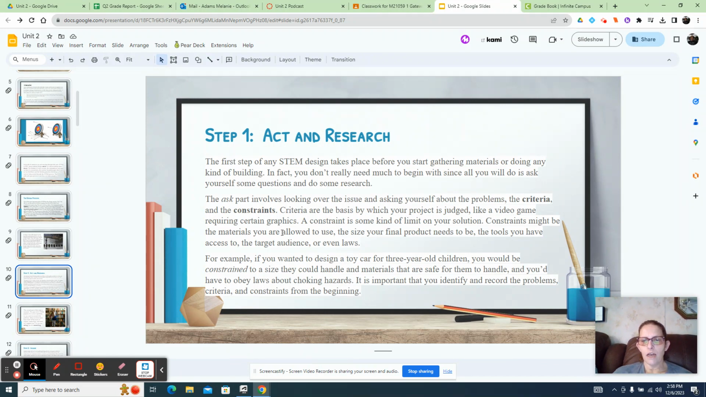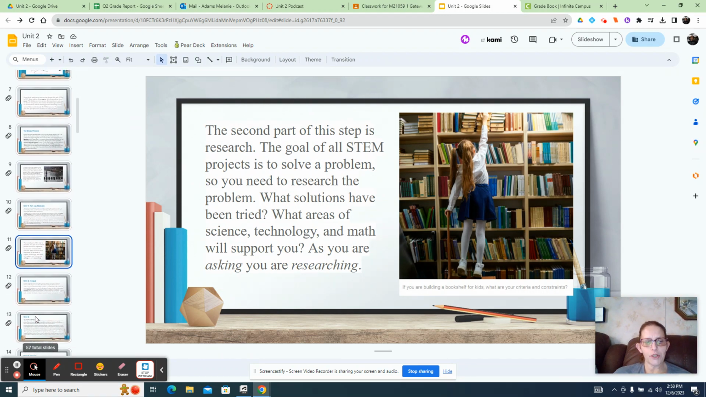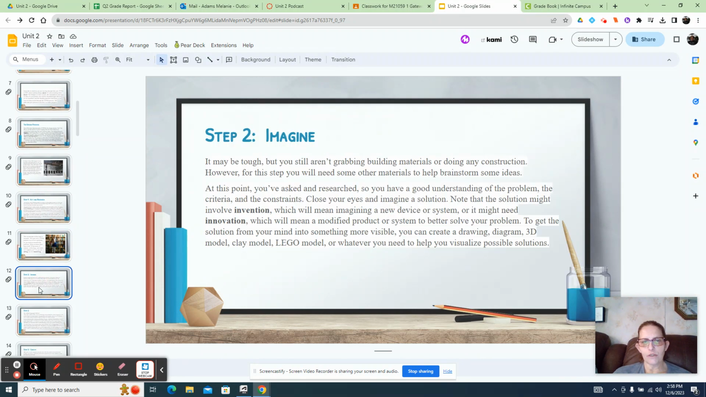So constraints are your limitations. Criteria are the things you must include. Okay. And then your research, you have to figure out what it is that these things need to include. All right. So you're researching, you're asking the question, and you're researching the answer.